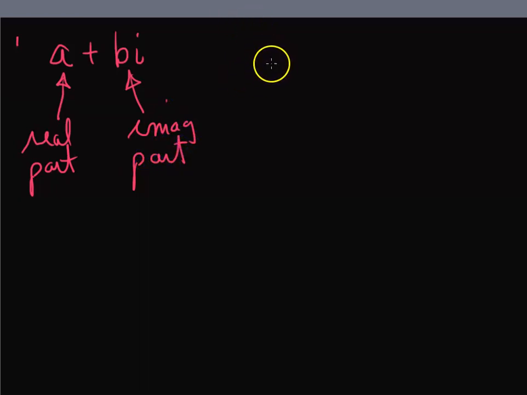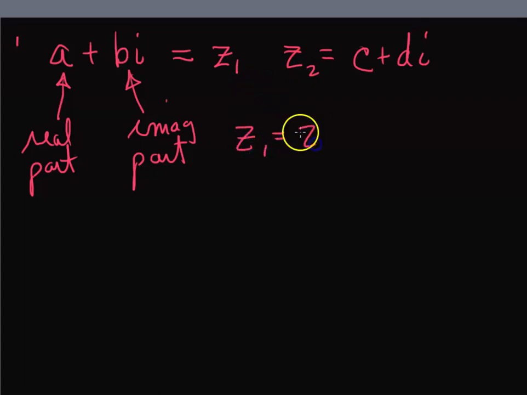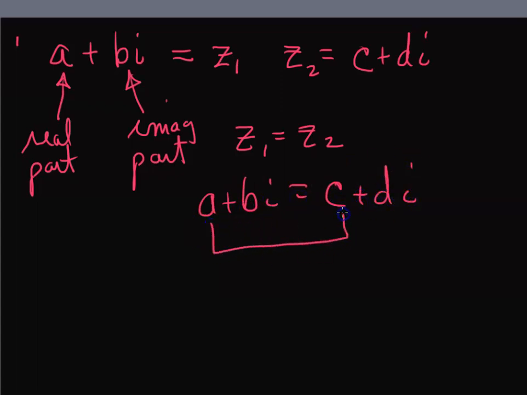If two complex numbers are equal, many times we'll say this is, say, z sub 1. And z sub 2 may be equal to c plus di, another complex number. We use z's an awful lot for complex numbers instead of x's. If z sub 1 is equal to z sub 2, then what do we know? Well, a plus bi has to equal c plus di, which really means the real parts are the same, and the imaginary parts have to be the same. So a equals c and b equals d.